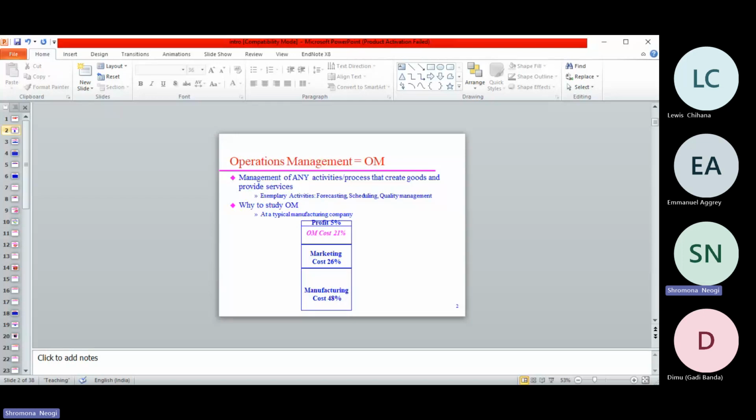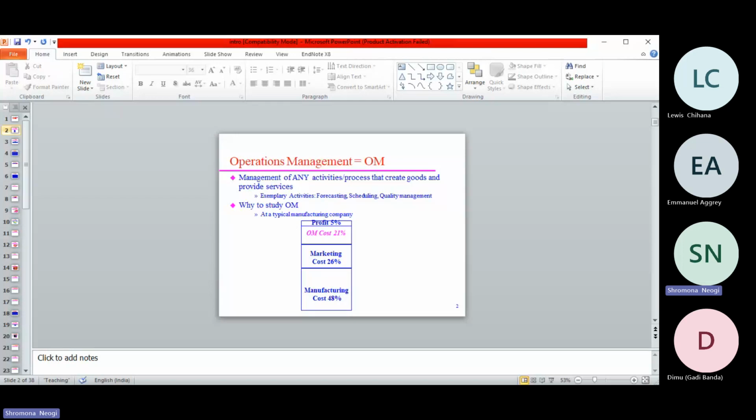So why OM? If I talk about a typical manufacturing company, see the breakup we are talking about. The OM cost is 21%. The manufacturing cost is 48%. The marketing cost is 26%. Although I have kept manufacturing cost at 48%, you have to understand that manufacturing is also a typical OM structure in itself, if we don't separate it out as just a process like that.